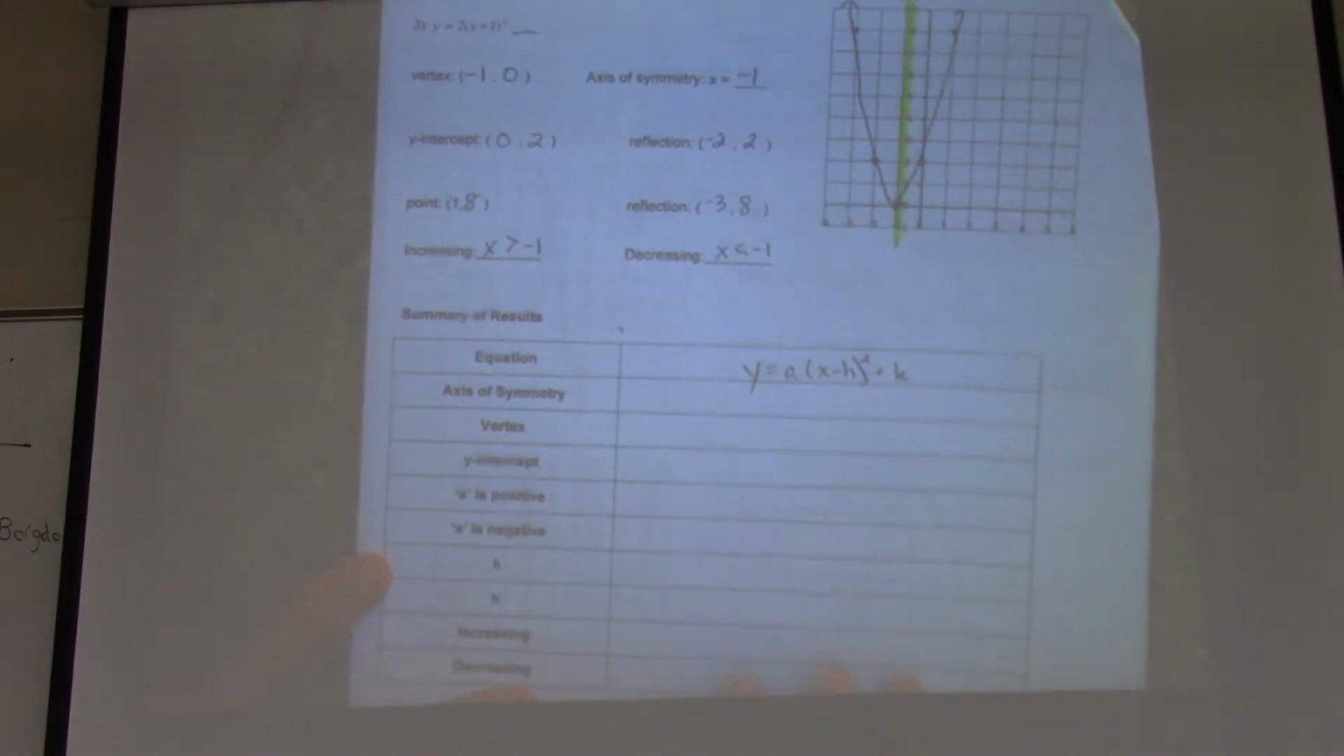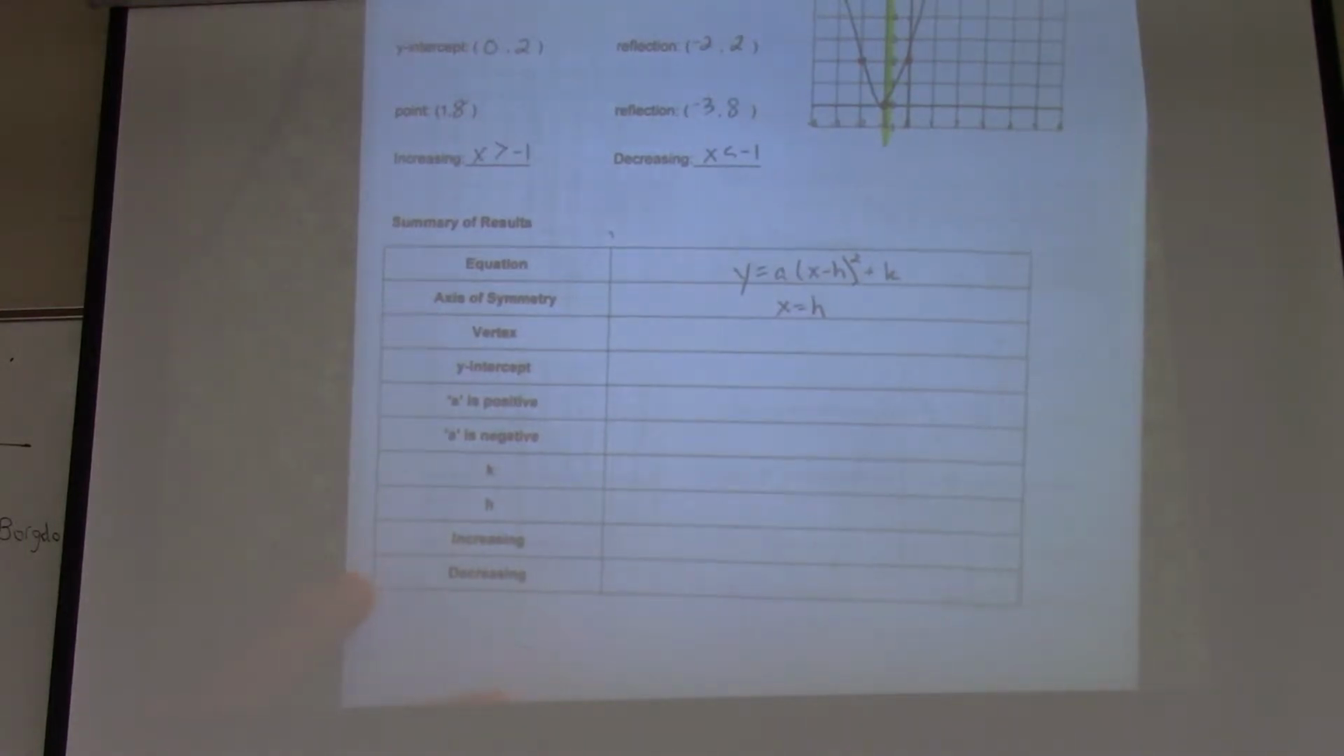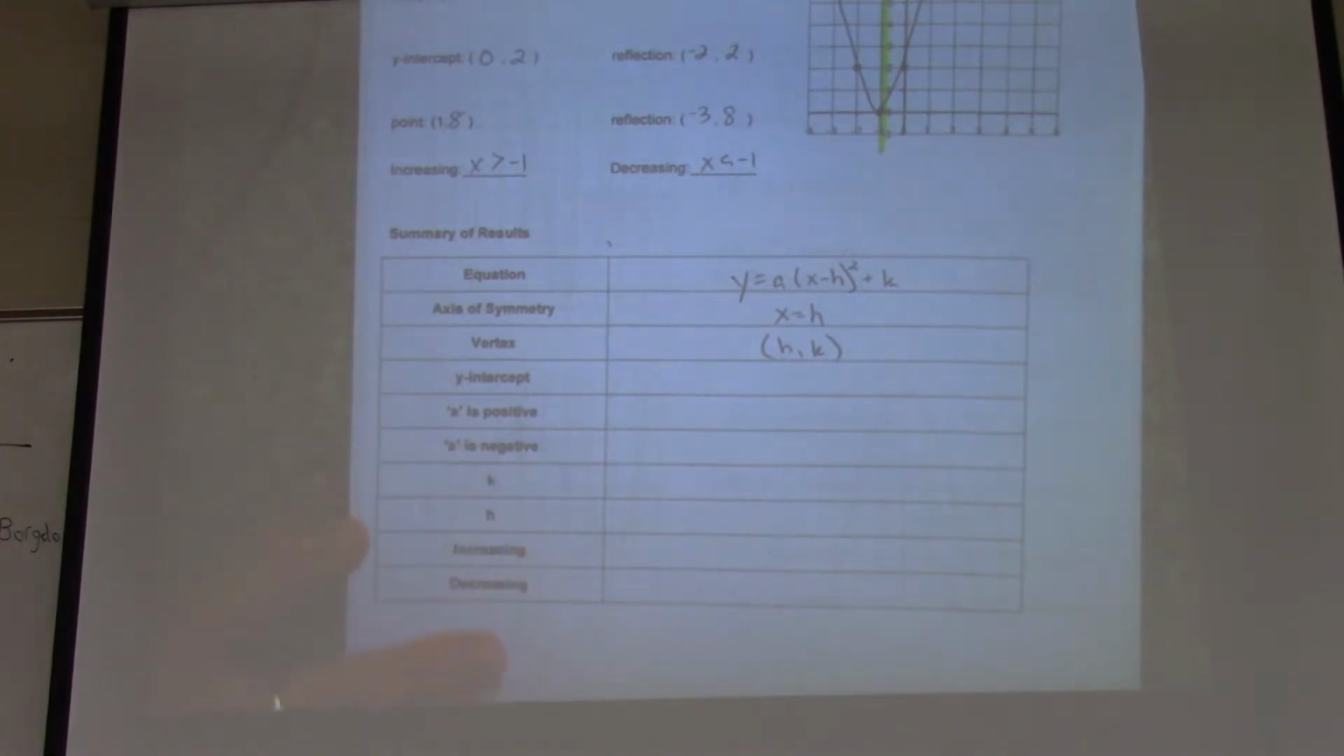Axis of symmetry: x equals h. I'm saying that intentionally because I want people to realize it is an equation of a line. Vertex: (h, k). We can say just the letters by themselves.